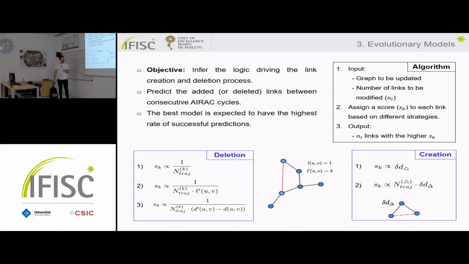And for the creation case, we limited ourselves to consider only the case of triadic closure, with the first strategy taking into account a score proportional to the reduction in distance, and a second strategy that also takes into account the number of flights crossing each triangle.